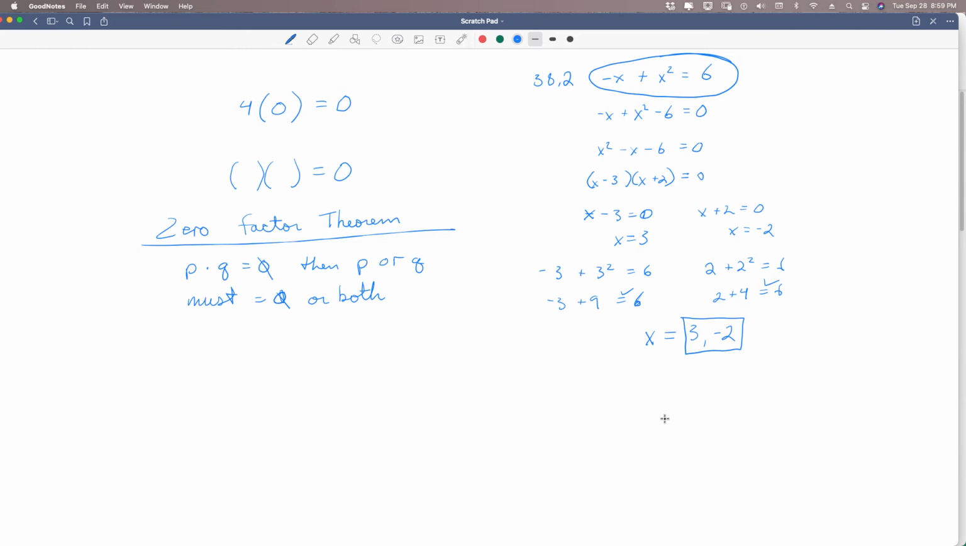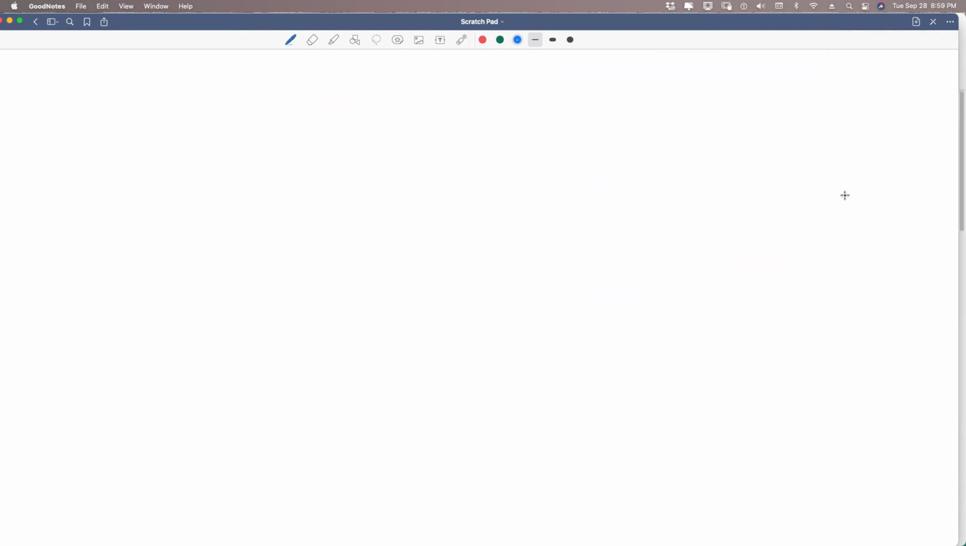Now let's do 38.3. It's the same type of problem, and I'm going to let you solve it yourself. So let me type it in. All right, so here is our problem. We have negative 35x equals negative 2x squared minus x cubed. So I want you to put on your thinking caps and think about how to factor this problem such that you can set it all equal to 0 and solve for x using the zero factor theorem.